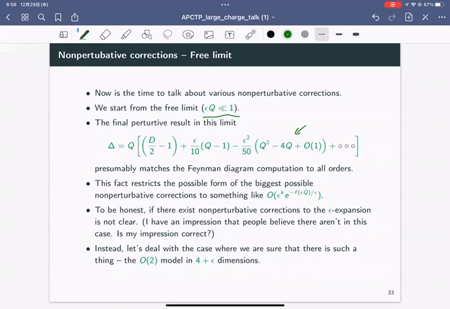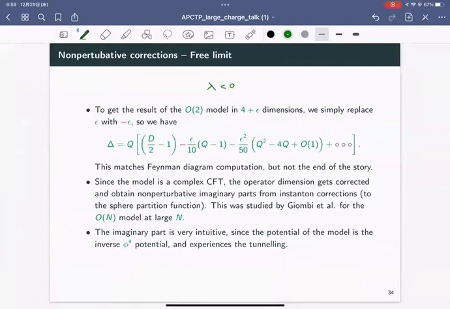meaning lambda is negative. So the potential looks like m squared phi squared minus lambda, minus epsilon, phi to the fourth. So you have a vacuum here, but it can tunnel away to infinity. So it's a non-unitary system, and you expect some imaginary part for the coupling, an imaginary part for the operator dimension, and so on.